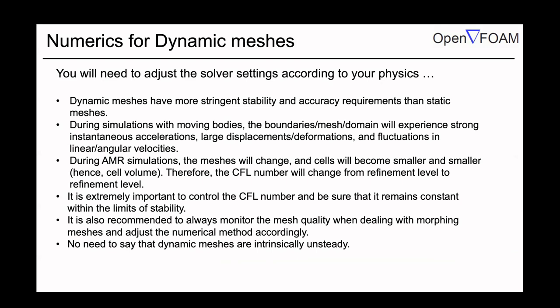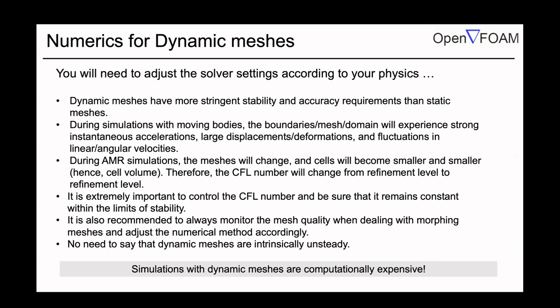And of course, your order of accuracy and stability criteria have to be more stringent compared to your steady problems, such as the tolerance and number of iterations in your PISO loop. They have to be accordingly tuned so that your solution remains stable. And of course, you can imagine that they are more computationally expensive. It is very intuitive.